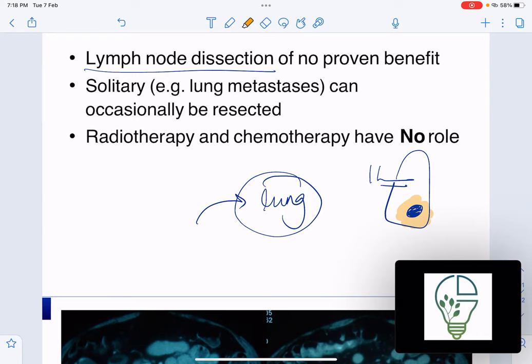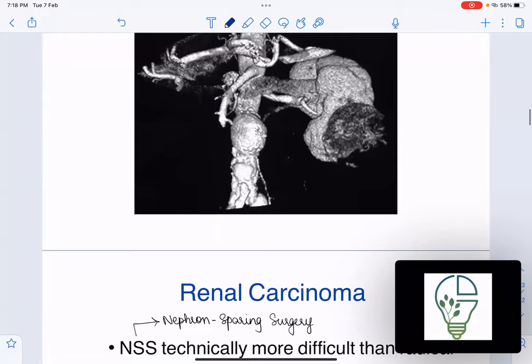Radio and chemotherapy have no role. This is very important because it's very important to understand when not to subject the patient to unnecessary treatment. So radio and chemo have no role at all. This is another CT image of the same.